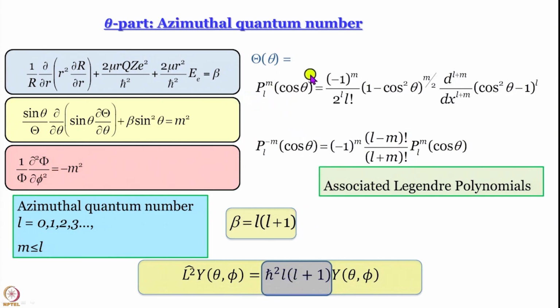The solution of the theta part, capital Theta, turns out to be an associated Legendre polynomial in cos theta, and what we see is that this beta turns out to be L into L plus 1, and when the L square operator operates on the angular part of the wave function, we get h cross square multiplied by L multiplied by L plus 1 multiplied by the same wave function. So, it is an eigenvalue equation. This is the value of the square of angular momentum, and hence we had worked out that the value of the total angular momentum of the electron in the hydrogen atom is square root of L into L plus 1 multiplied by h cross.